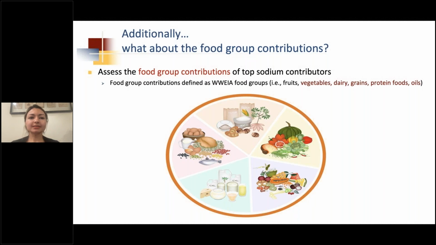But now let's think about the food group contributions. We also looked at examining the top 15 sodium contributors for their dietary contribution to food groups of public health concern, which included fruits, vegetables, dairy, grains, protein foods, and oils. In order to do that, we continued our analysis using the individual food files that are available in NHANES, as well as looking at the episodic consumption of some of these food groups in order to apply appropriate statistical methods to analyze this data.